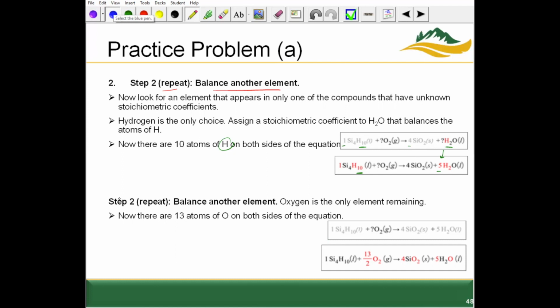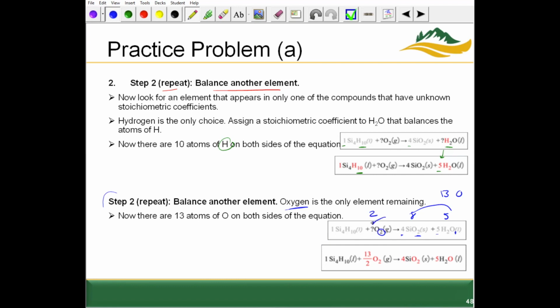What's left then to repeat for step 2? Now we can try to work with oxygen. From these coefficients so far, there are 2 times 4, there's 8 here. There's 1 times 5, so 5 here. So on the product side, we have 13 oxygen atoms. Here we have 2 oxygen atoms.